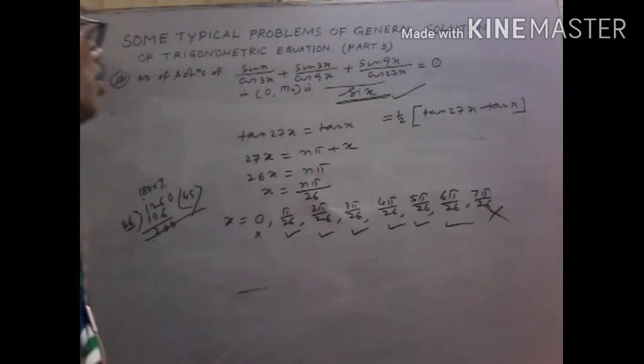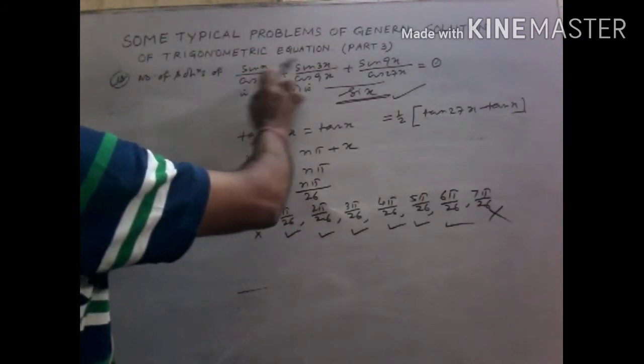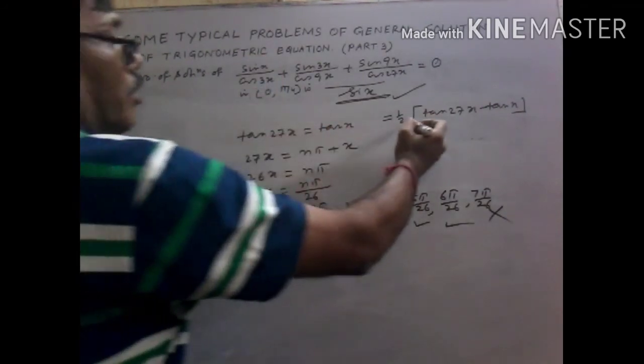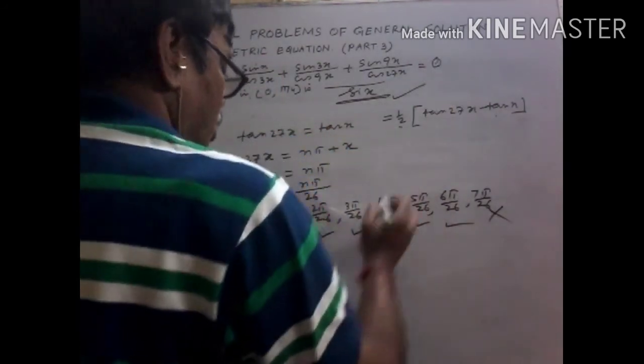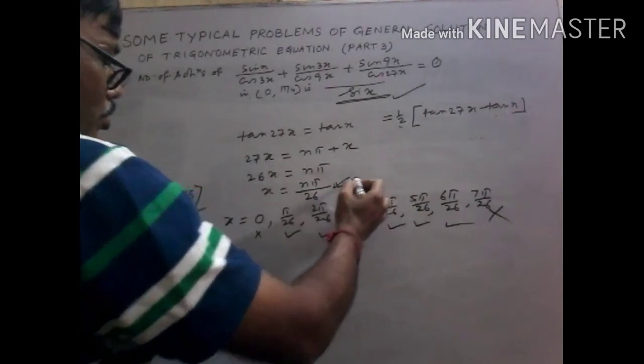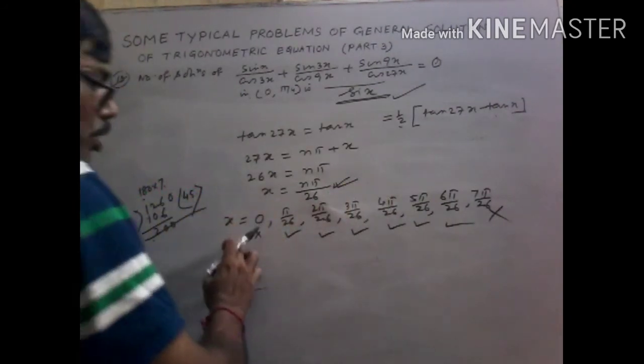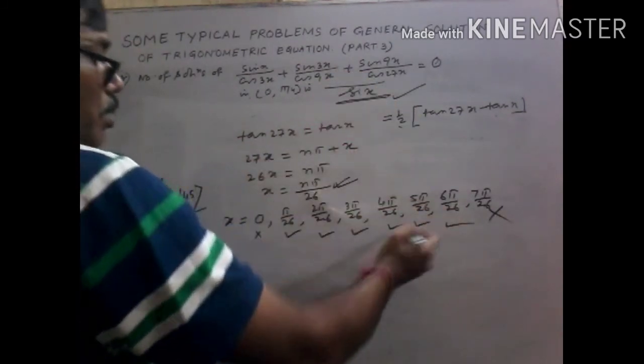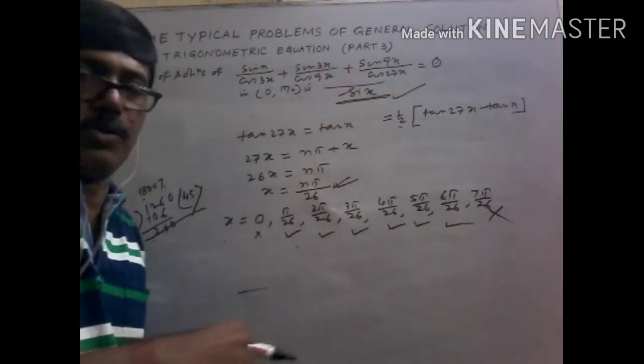Actually it is a problem of compound angle. Simplifying, we get this one, so this equals 0. This is the general solution, and putting suitable values of n, the number of solutions within 0 to 45 is 6.